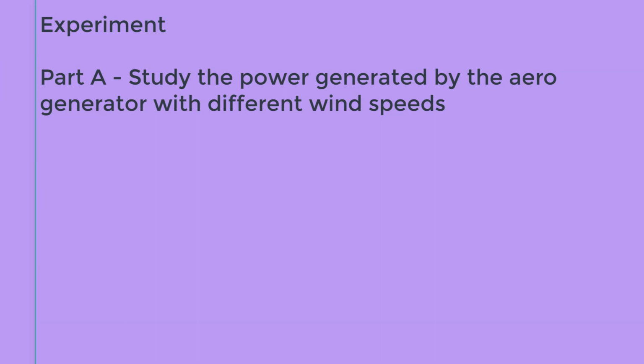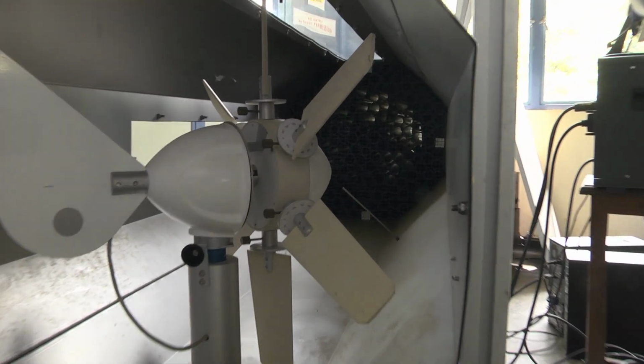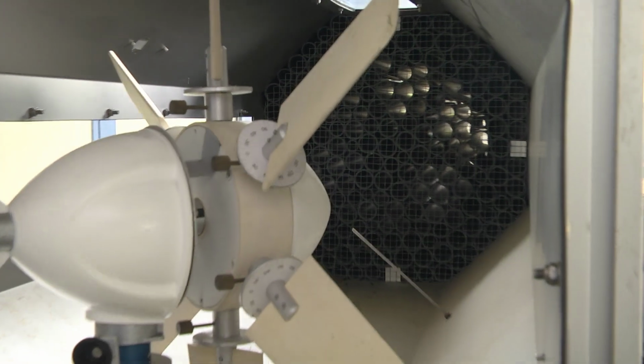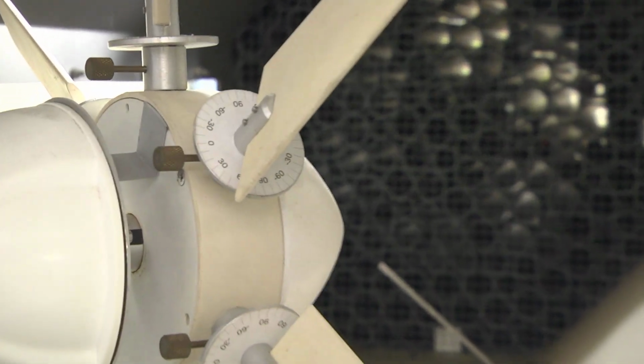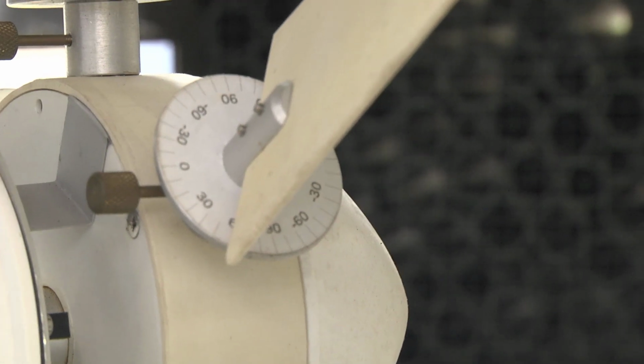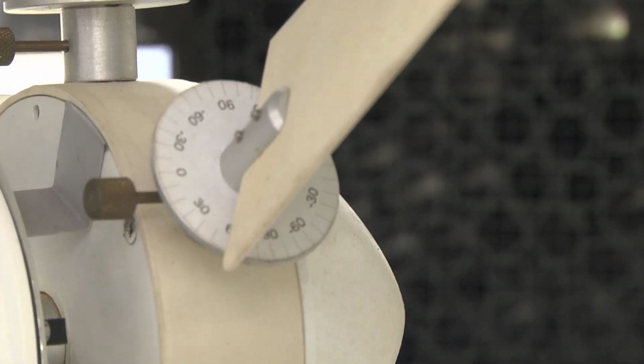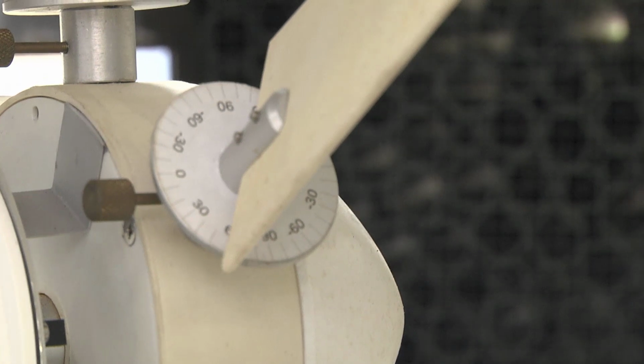Let's look at Part A, study the power generated by the aerogenerator with different wind speeds. You can see here the blade angle was changed to 60 degrees. Power changes with air density, the rotor area and the cube of wind speed. In order to study the power as a function of the wind speed, we will try to keep the density and the area of the rotor constant.